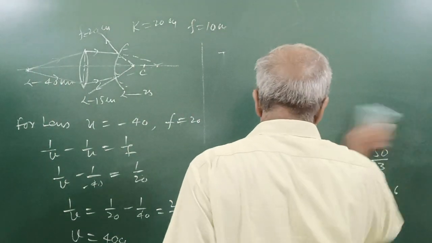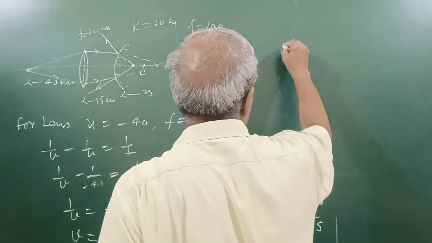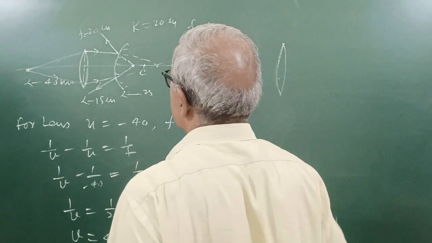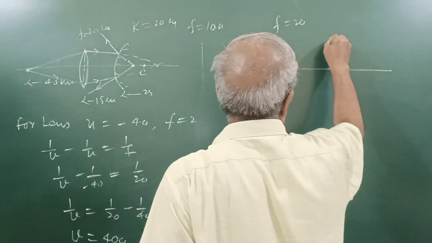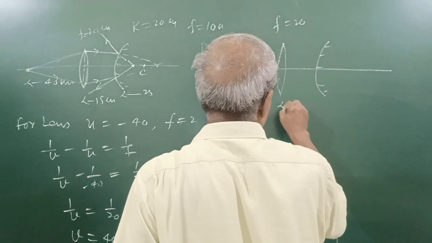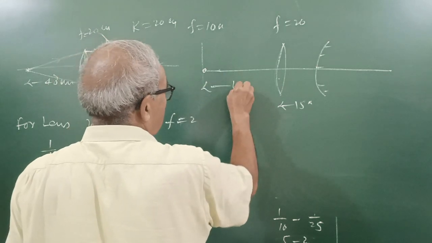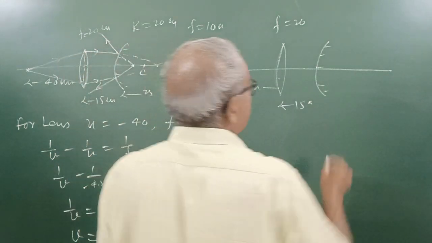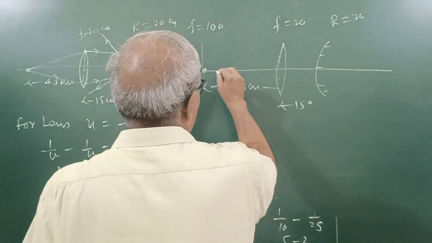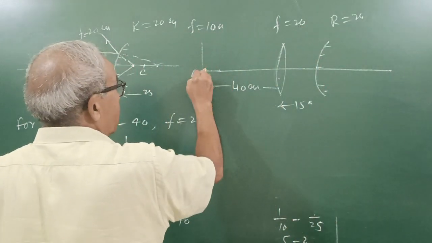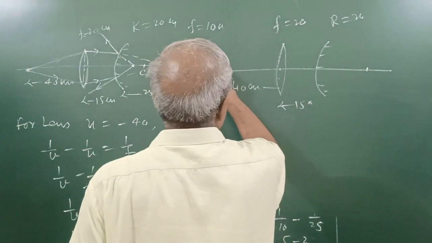I am drawing the diagram again. This convex lens has focal length 20 centimeter, and the convex mirror is at 15 centimeter from this, the distance 15. Object placed at 40 centimeter. Its R is 20, so focal length 10. So this object O is at 40, means at 2F. So the image will be at 40 centimeter here, like this.